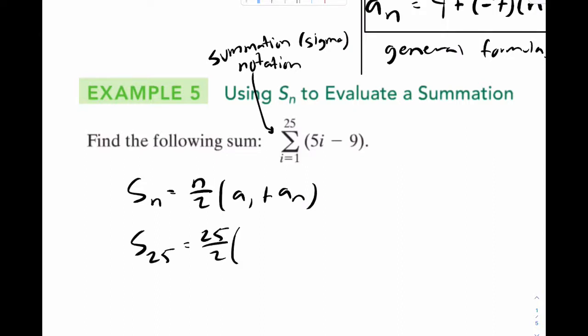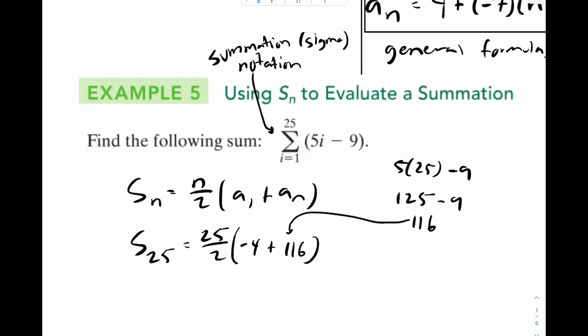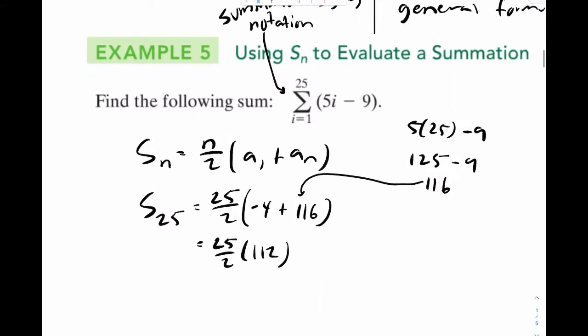For the first term, just plug in 1 right there, so that would be -4. And for the last term, just plug in 25. So 5 times 25 minus 9, that would be 125 minus 9. That's 116. So plug that in right there. And that's going to be 25 over 2 times 112. From here, you can use your calculator, and you're going to get 1400. So right there is the sum of this thing. And notice how we can just use our old formulas that we just talked about to calculate this pretty easily.